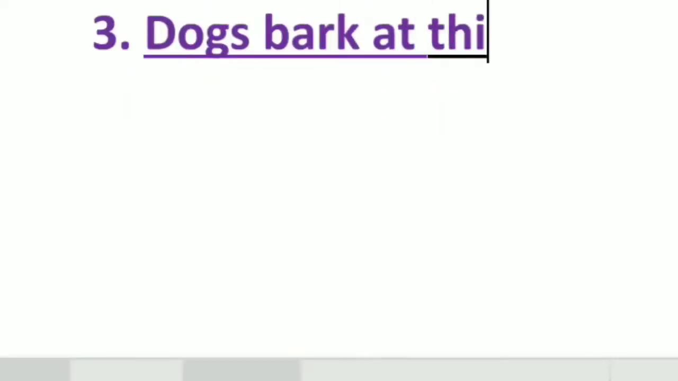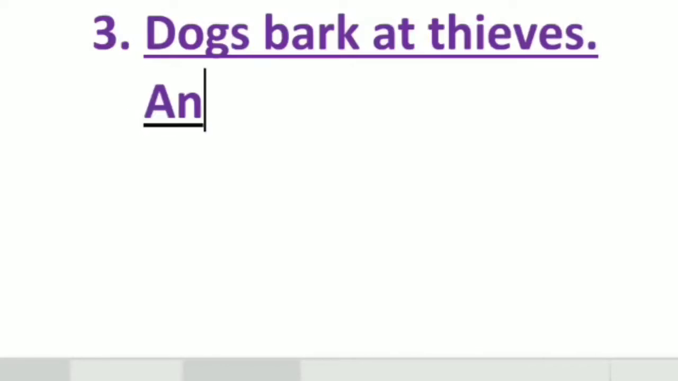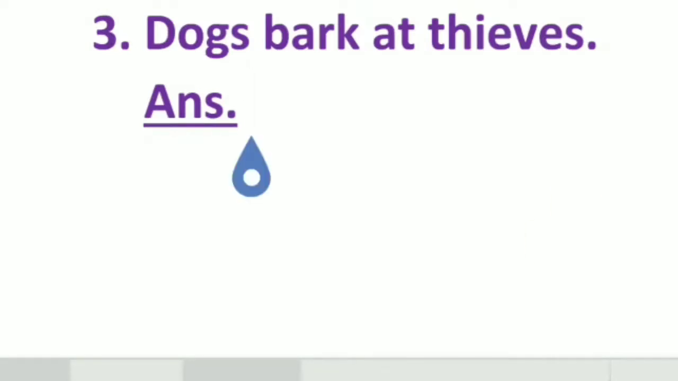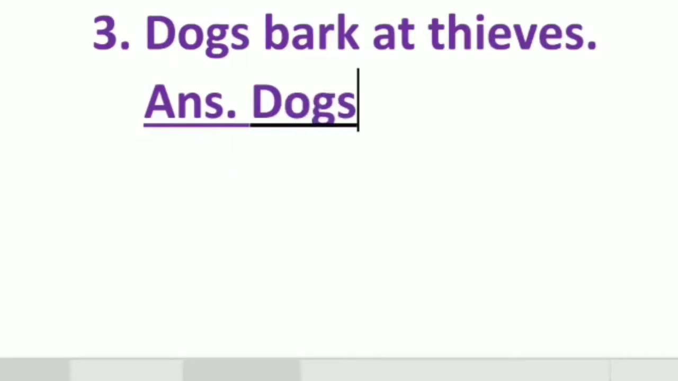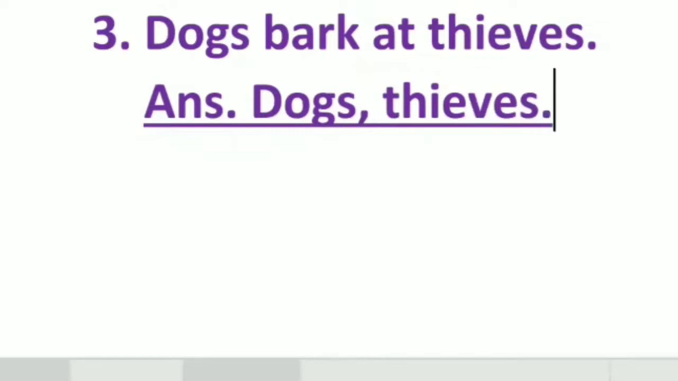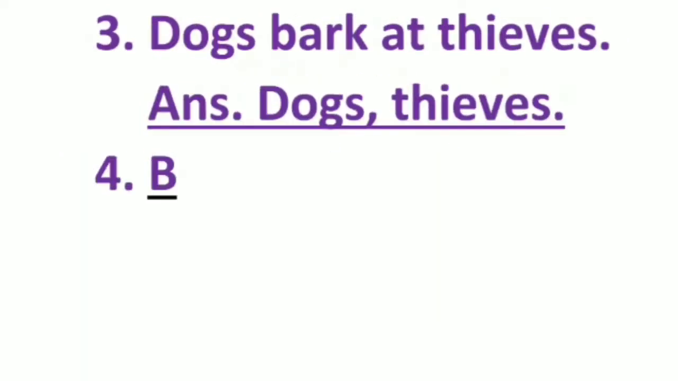Dogs bark at thieves. So dog is the name of an animal and thief is the name of person. So these two would be the common nouns. We are not giving any particular name to the dog. We are not talking about Tom and Jack and all, and thieves we are not giving any name to that. So that is why they are common nouns. So we have to write the answer here.